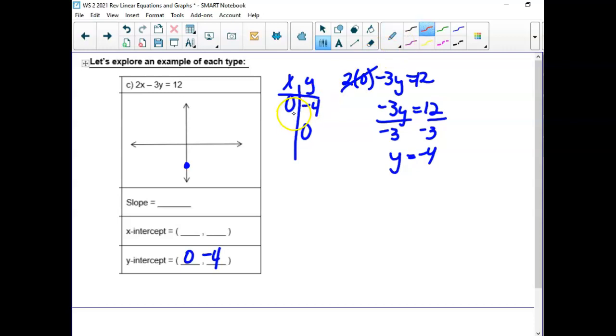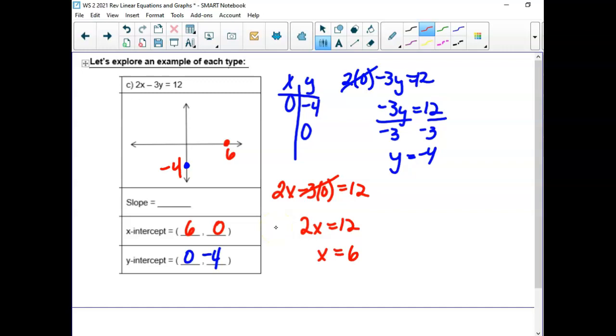To find the x-intercept, I'm going to put the 0 in for y back in that original equation. But does everybody understand that 3 times 0 is 0 and 2x minus 0 equals 12 is just 2x equals 12, right? So we get x equals 6. So when we put in a 0 for the y, we got a 6 for the x.